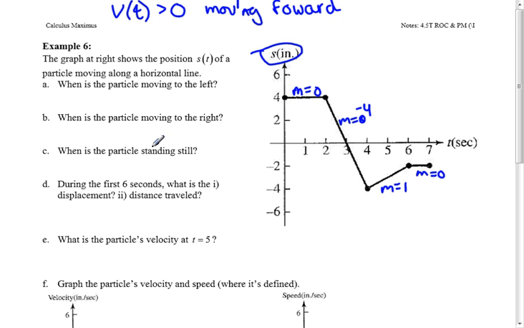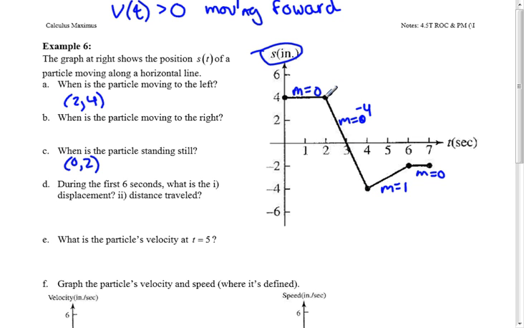So when's the particle standing still? It's standing still from 0 to 2 seconds. What's happening here? Well, it's at position 4, and it's going backwards towards 2, then it's going to go towards 0, and then all the way down to -4. Since the velocity is negative, from 2 to 4, it's moving to the left.